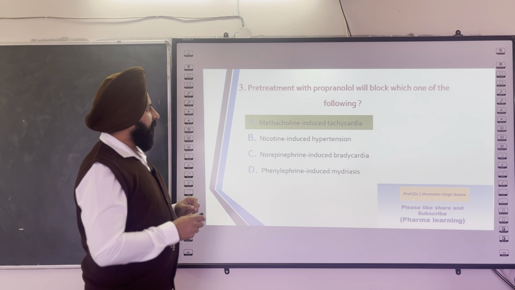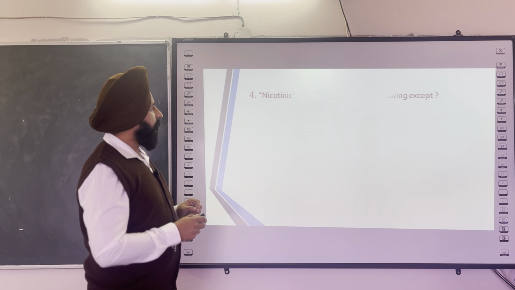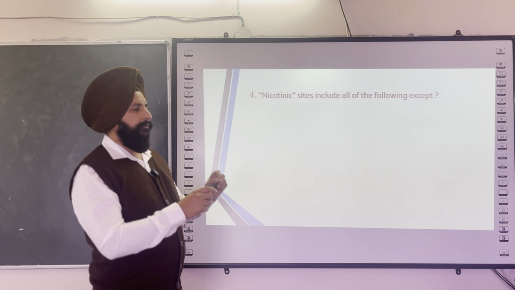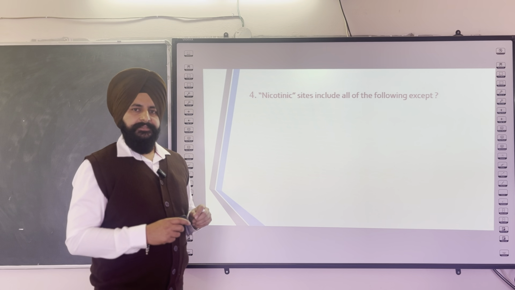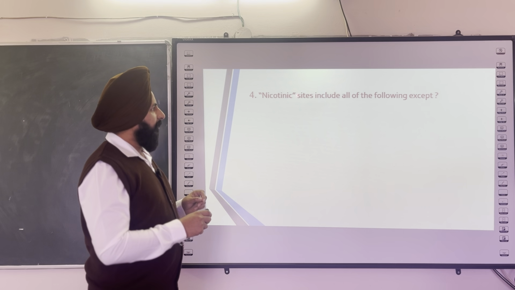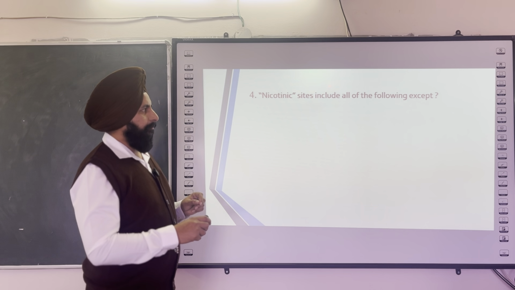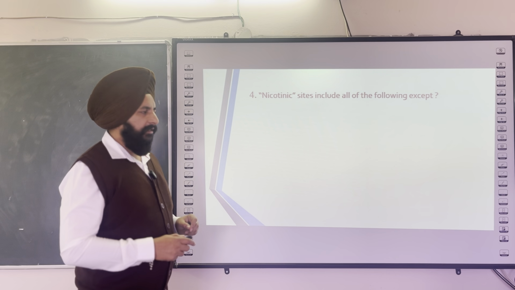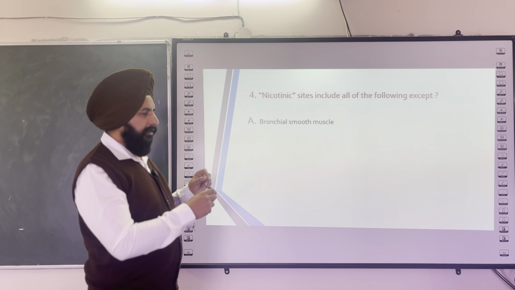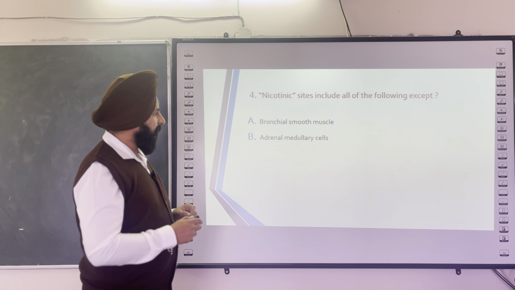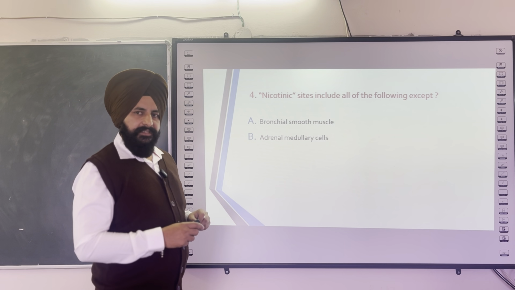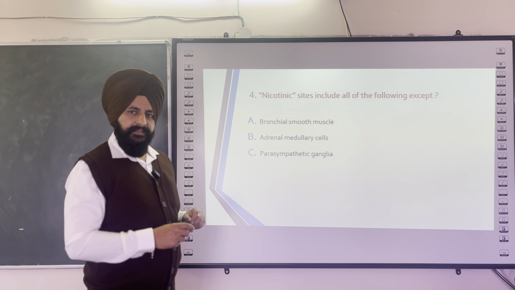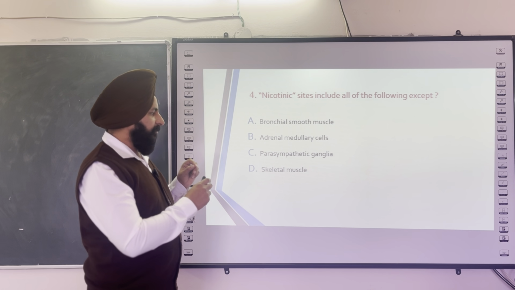Next question for this series is: nicotinic sites include all of the following except. It means the question can be: nicotinic receptors are present on the following sites except. The options are bronchial smooth muscles, adrenal medullary cells, parasympathetic ganglia, and skeletal muscles.